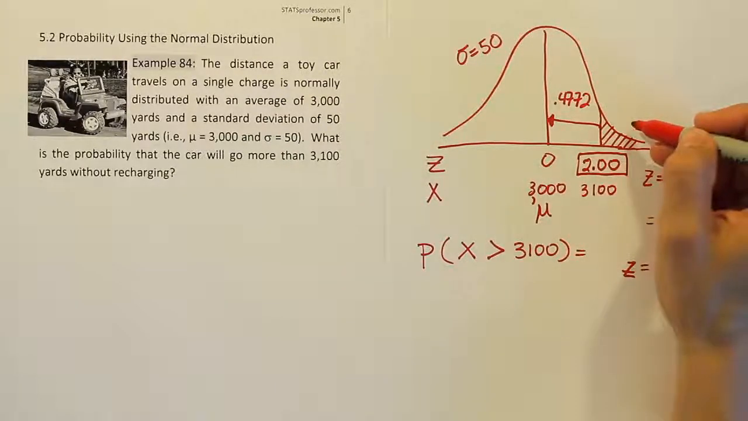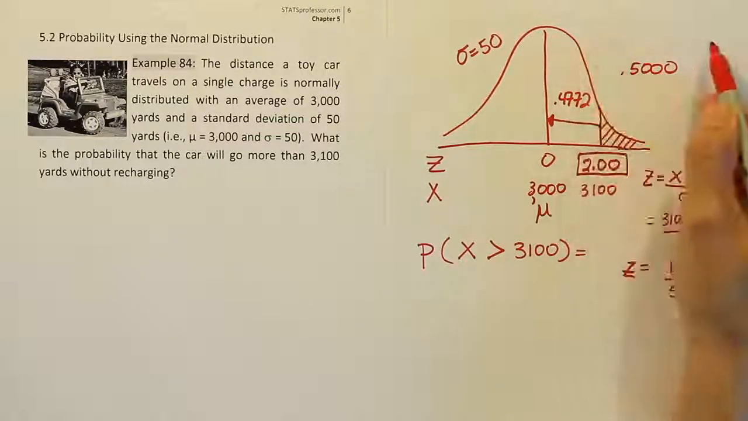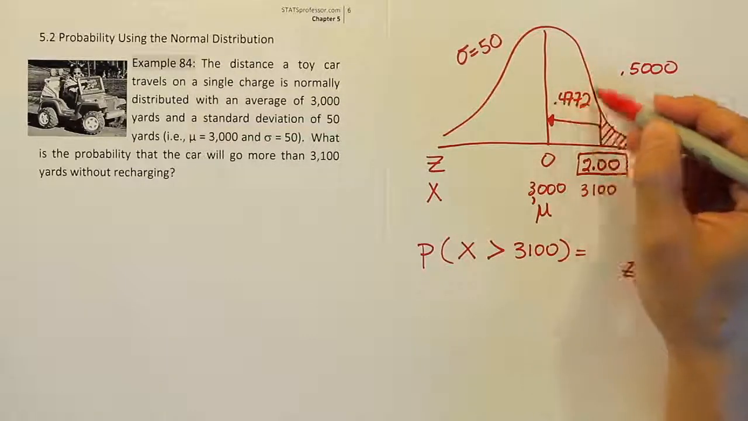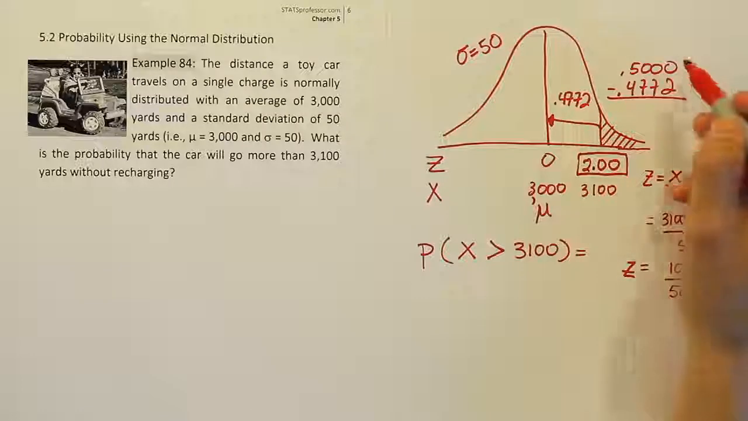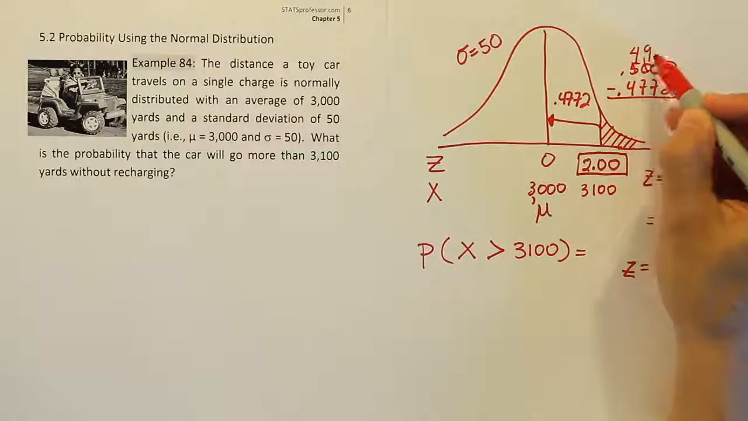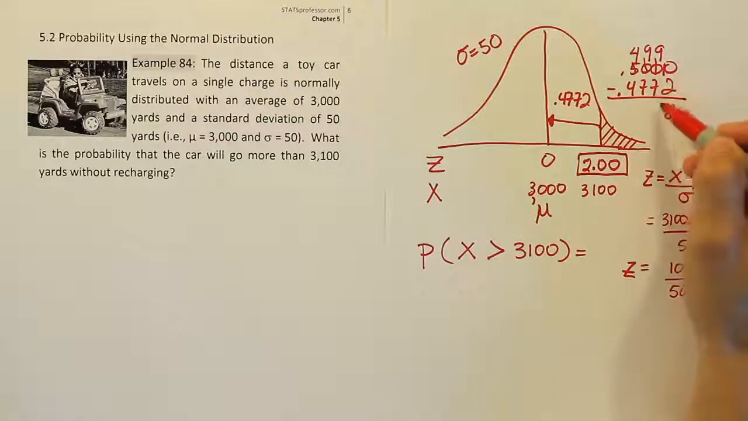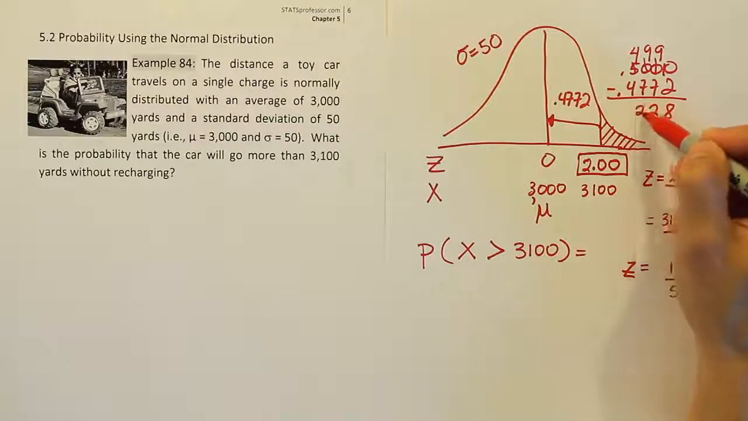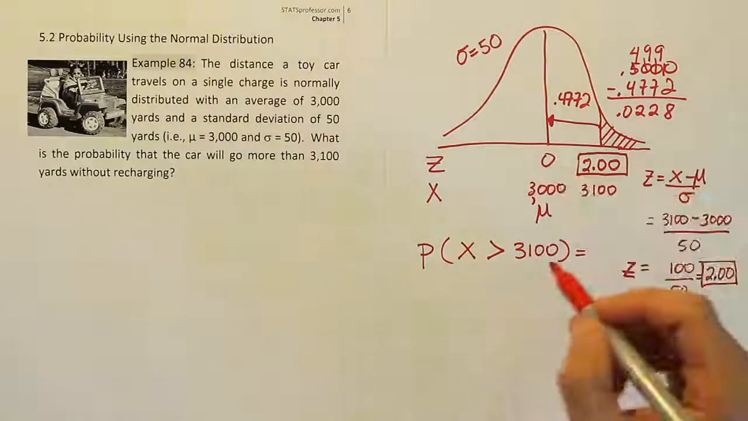To find this area, we're going to have to use that trick where we say, hey, half the curve is 50%. If I take away the white space in this half, I'll be left with the shaded space. So 0.4772 taken away from 50%. Again, if we do a little old school borrowing, we get 10 minus 2 is 8, 9 take away 7 is 2, 9 take away 7 is 2, 4 take away 4 is 0. We get the answer 2.28%.